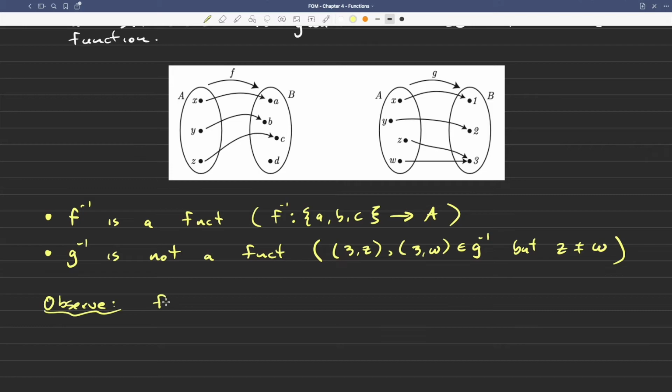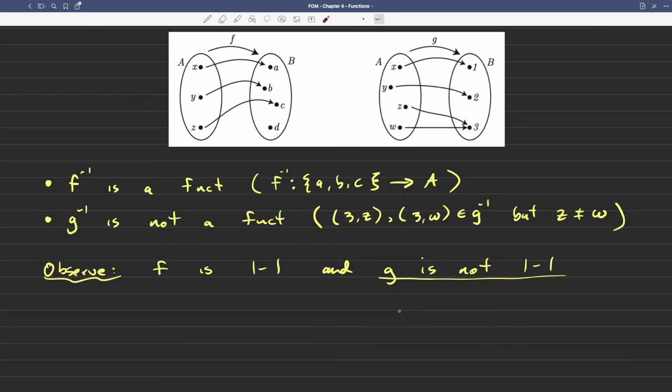So observe f is 1 to 1. That's the key property here, and g is not. g not being 1 to 1 is what really causes it to not be invertible. See, the 1 to 1 property forbids this sort of behavior where you have 2 different inputs resulting in the same output. If that ever happens, you can't turn it around into a function, right?